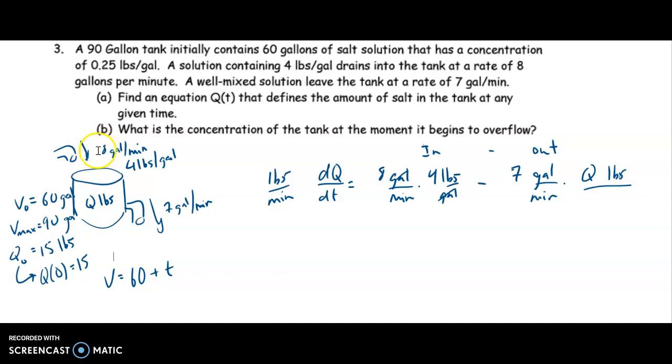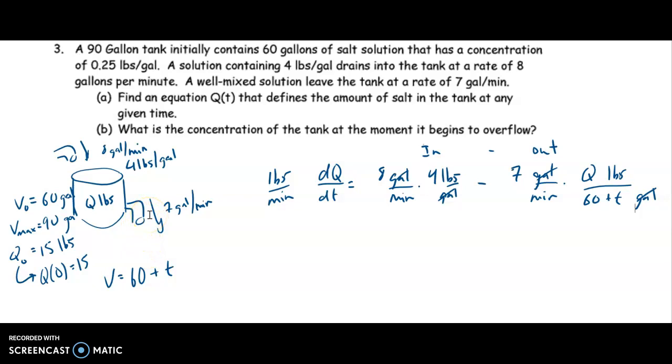Say, for example, this was 10 gallons per minute, and this was still 7 gallons per minute. Then we get V equals 60 plus 3T. And we can still deal with that. So if I do 60 plus T down here, then that would be gallons, and then the gallons cancel and give me what I'm looking for. And remember, we're assuming that this is well mixed, so the concentration within the tank will be the concentration flowing out.